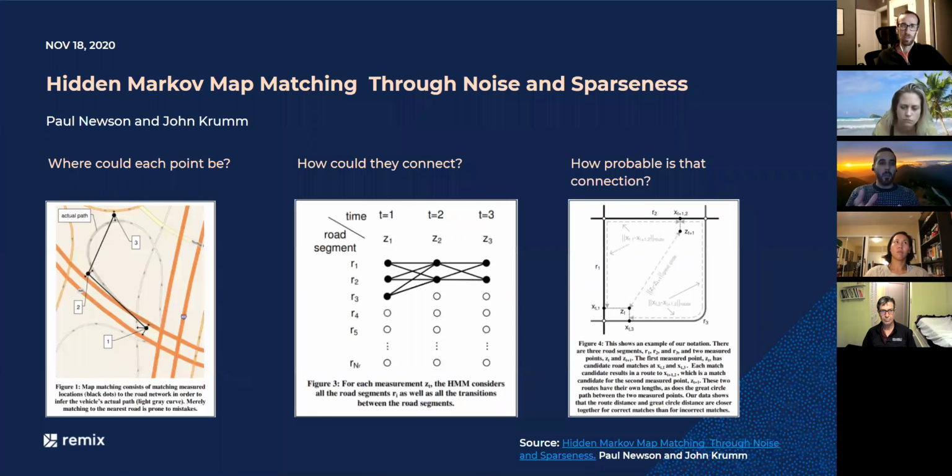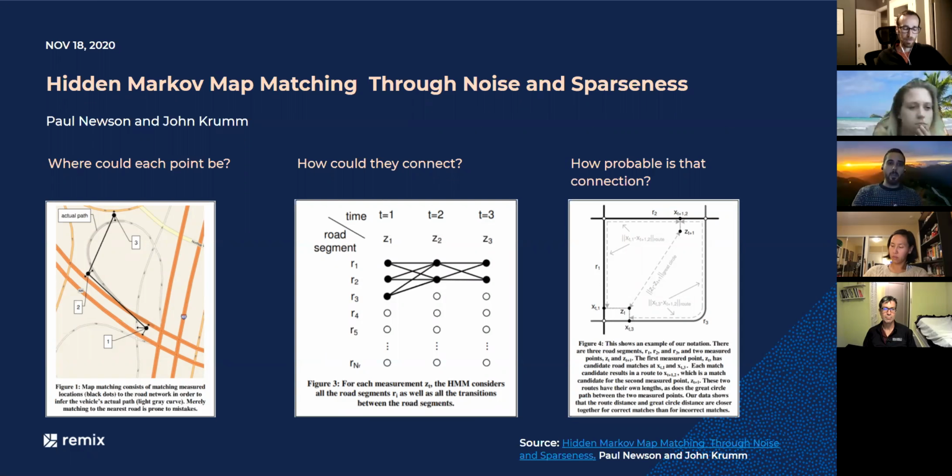So this is how it works. I'm gonna say a few things here about how it works. It's not gonna be detailed, but the important thing here is that there are three things that this algorithm does. And when I say this algorithm, I'm talking about the hidden Markov model, Markov map matching. This is a paper from Paul Newson and John Crum that is like the Bible in this kind of thing. When you talk about map matching, I recommend this paper if you're interested in diving deeper. It's very, very interesting. And what it does basically is 3 steps.